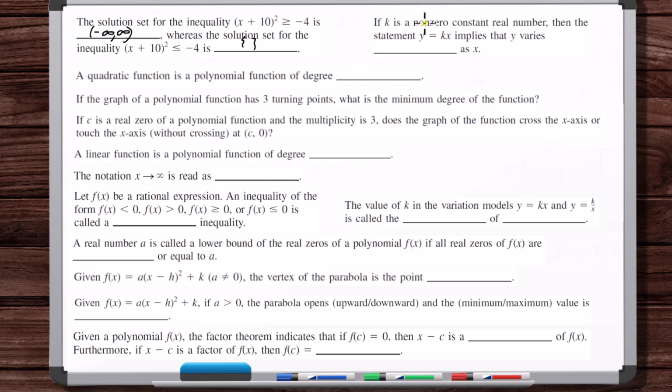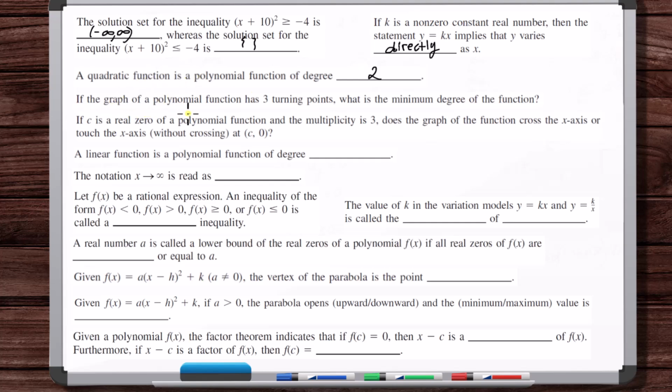If k is a non-zero constant real number, then the statement y is equal to k times x implies that y varies directly as x. A quadratic function is a polynomial of degree 2, right? It's like a quadratic equation, degree 2. But they're talking about a function.